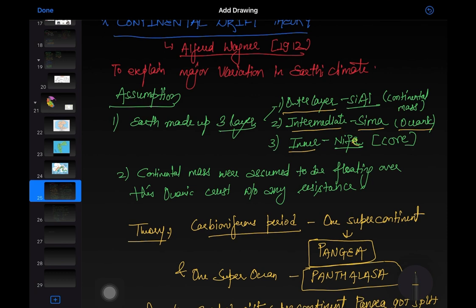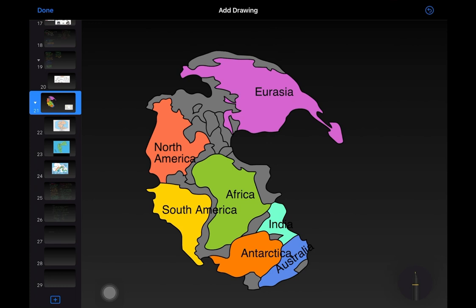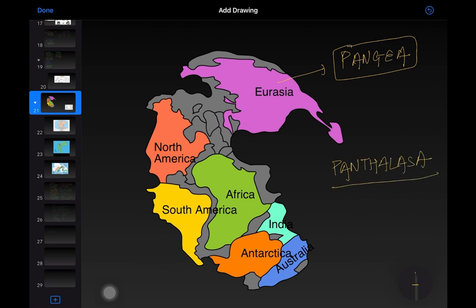Let's understand this theory. According to Wegener, during the Carboniferous period, there was only one supercontinent called Pangea. This you can see in the picture, and the rest is ocean, which is Panthalassa. All the continents were combined together to form a single continental mass.